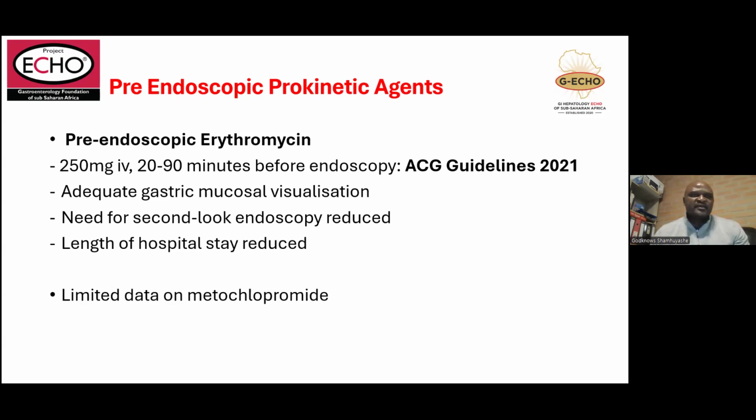And also, we find that these patients have a reduced length of stay. But the problem is, at times, depending on where you are, it may be difficult to get erythromycin for use in patients with upper GI bleeding. The other option is metoclopramide. It can be used, but there is actually limited data on its use. That's the option you can have if you can't find erythromycin.